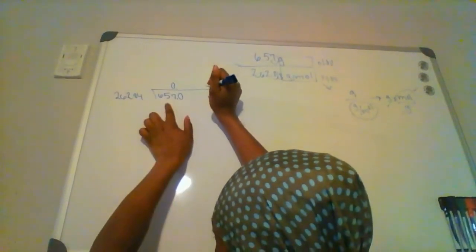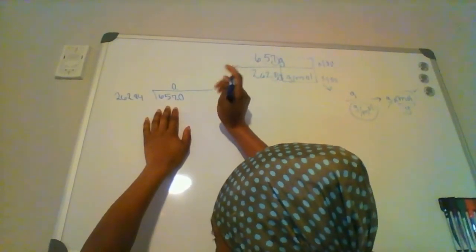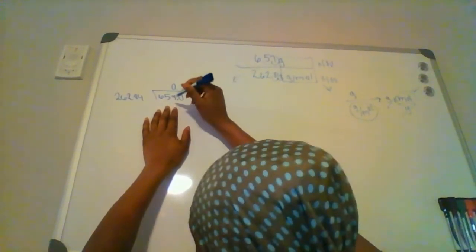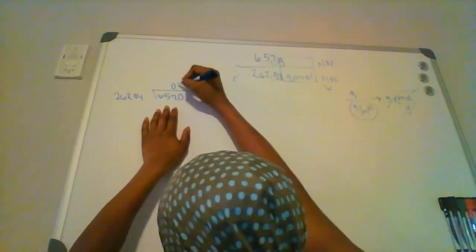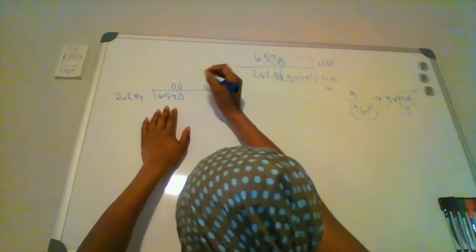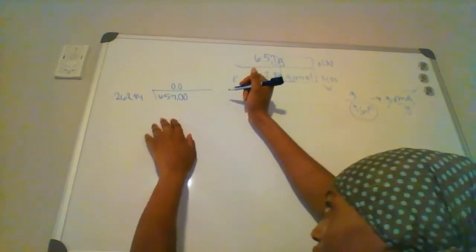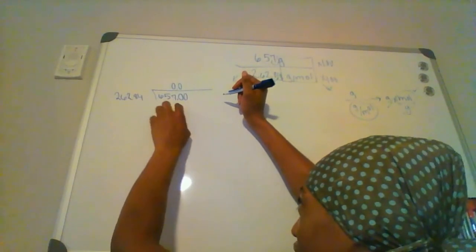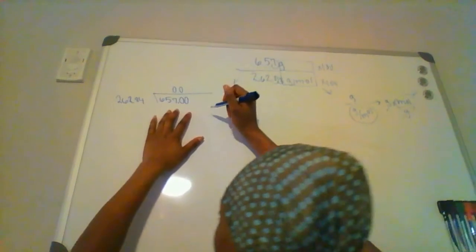Ignoring the decimal point in the dividend, how many times does 26,284 go into 6,570? Well, that's 0 as well. So now what we have to do is add another 0 after the decimal to the dividend.